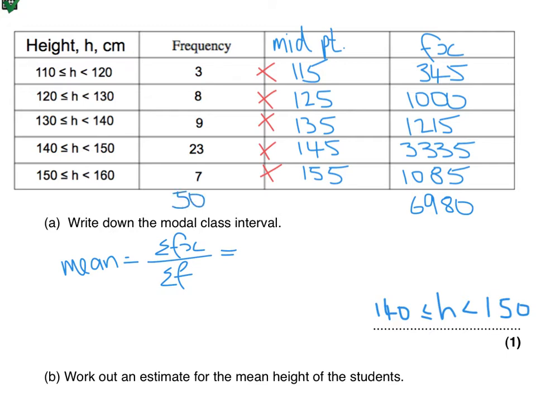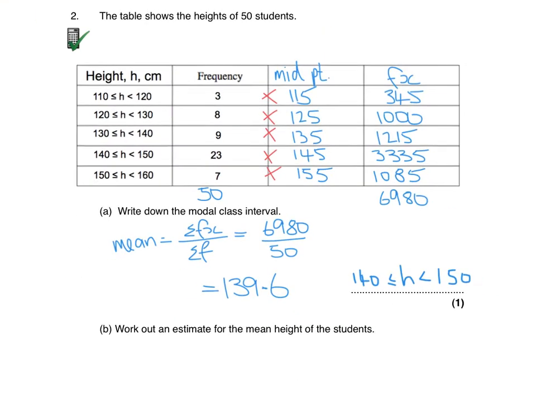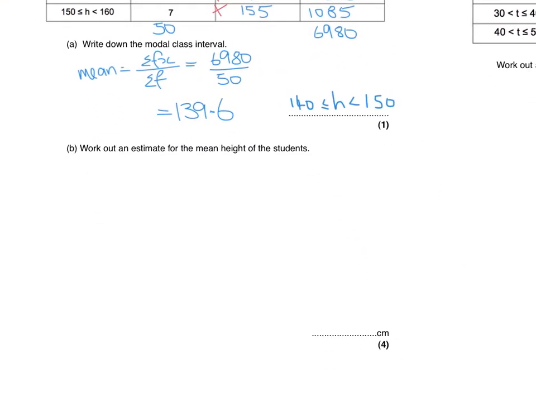So my mean is going to be 6980 divided by 50, which gives me 139.6. That's what I'm going to write down on my answer line: 139.6. Don't round it to the nearest whole number. The fact that it's nicely to one decimal place, keep it like that.